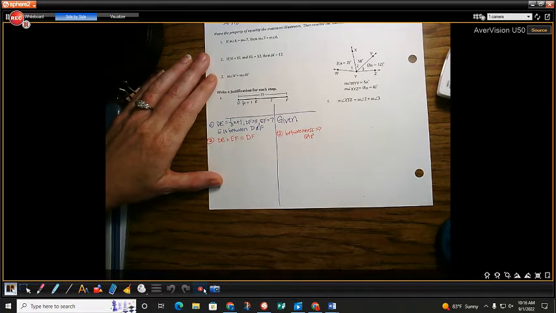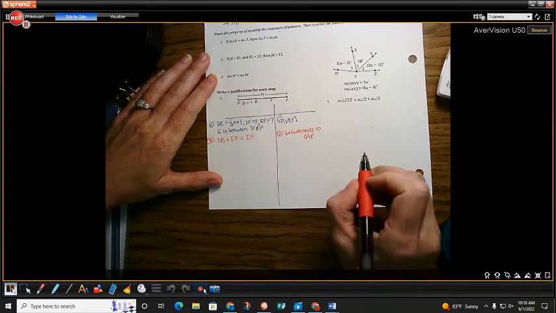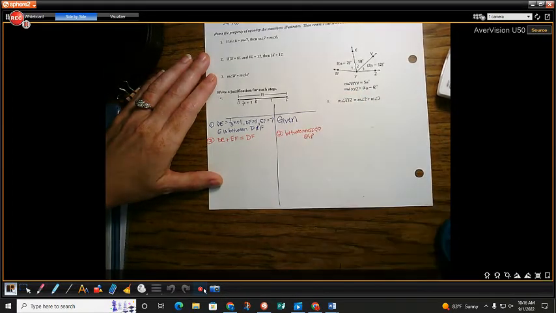Yes? Doesn't the arrow have both sides? Wait, on the... Yeah, I suppose it does have both sides. Go ahead.